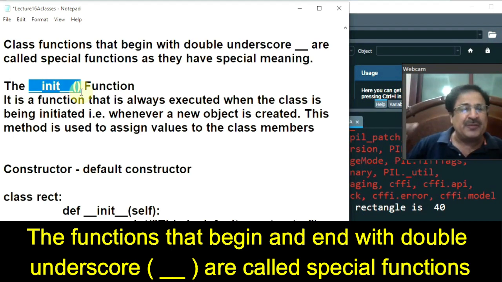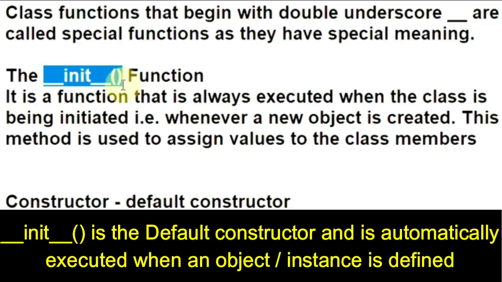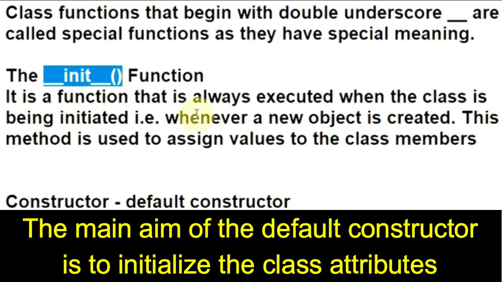The purpose of this special method is to initialize the attributes of a class. See, if you don't initialize the attributes of any class and use them in some expression, obviously those attributes will have a garbage or null value, and that is for sure that we won't be getting the desired results, right? So initialization of attributes is very essential, and that is done through this method init.